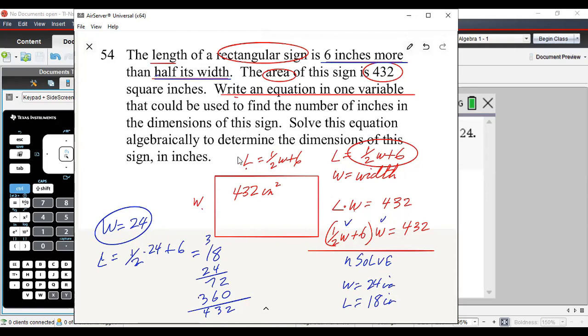Make a drawing, try to come up with the width. We know the width is the width, and then the length. I wrote the length in terms of the width. And then I know that if I multiply the length times the width, that should give me the area. And that's what I did. So that's how I came up with the equation. And then I used solve. Since it's one variable, once I substituted in for L, it became one variable. And then I was able to solve this.